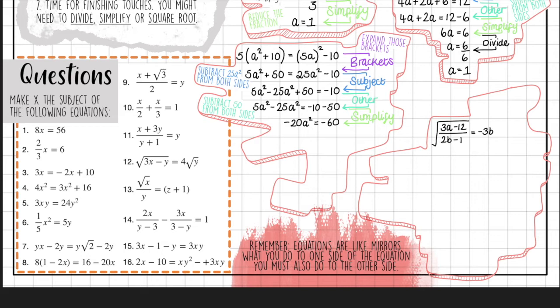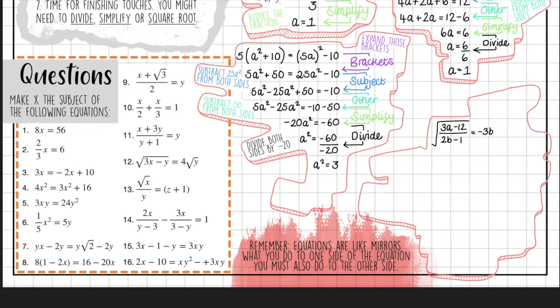As I said before, the next step, we need to do some dividing. We need to get this a squared on its own. Therefore, we need to divide by minus 20 so that this side just becomes a squared. But what we do to this side, we have to do to this side. So here we go. A squared is equal to minus 60 divided by minus 20. Now remember, a minus divided by a minus becomes a plus. Therefore, we can simplify to get a squared equal to 3.